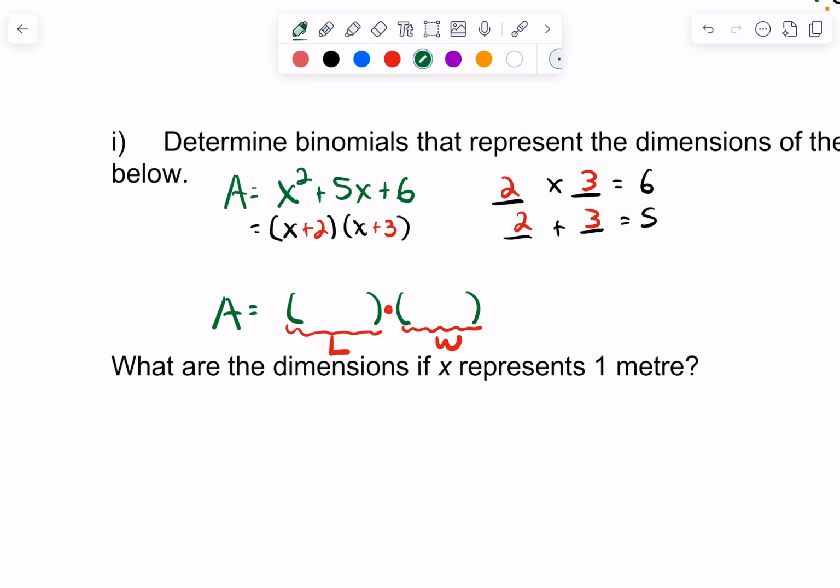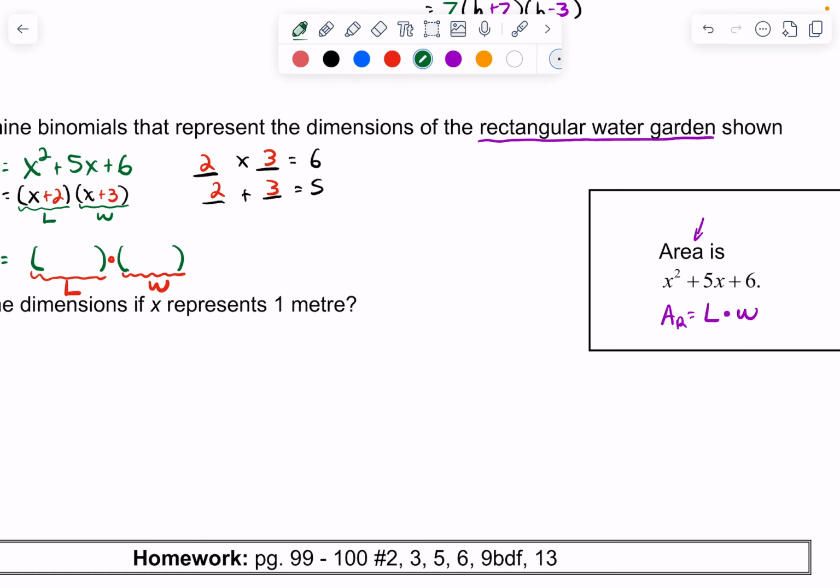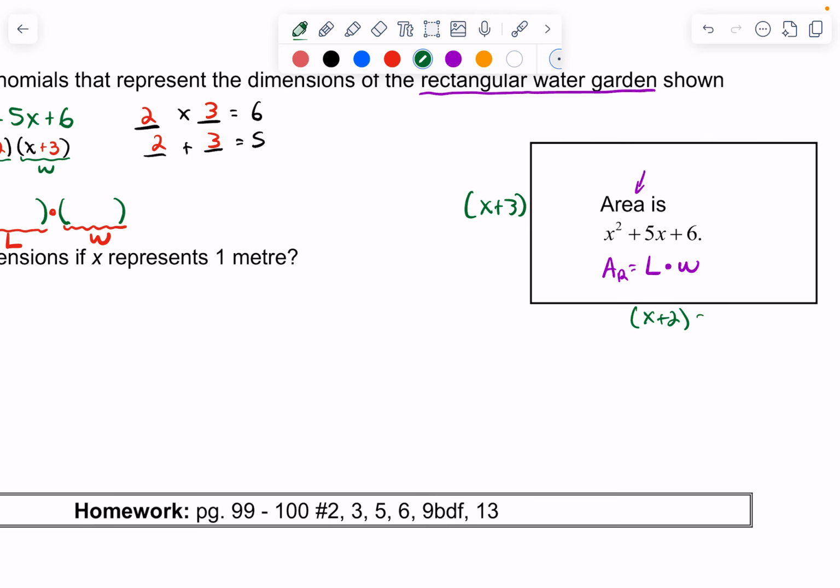So this one right here, doesn't matter which one you call which, but let's call this one length, and this bracket width. I called it the other way around, so sorry. I called this one width, x plus 3, and I called this one length, x plus 2. If you take this length, x plus 2, and you multiply it by this width, x plus 3, what do you get?